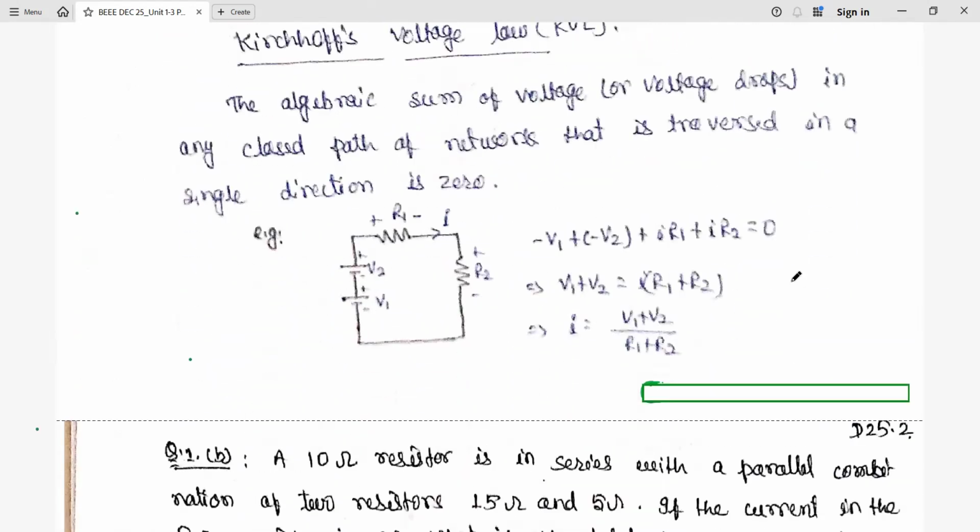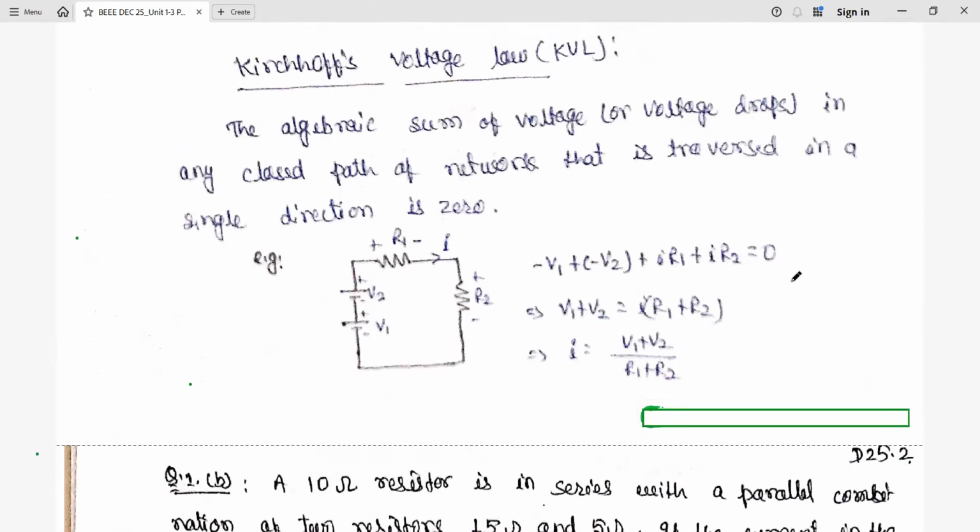Now we have Kirchhoff's Voltage Law, that is called KVL. Again, the sum of the total voltages in a particular loop, if you are moving in the same direction, is going to be equal to 0. So the algebraic sum is going to be 0.